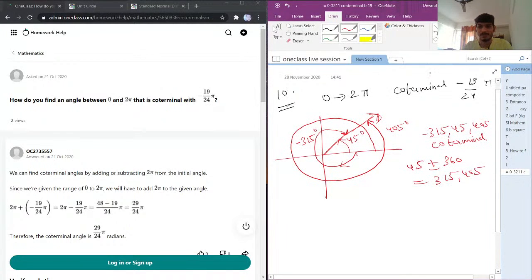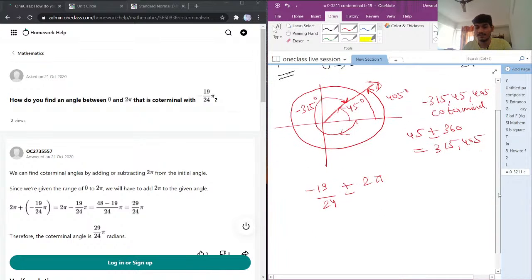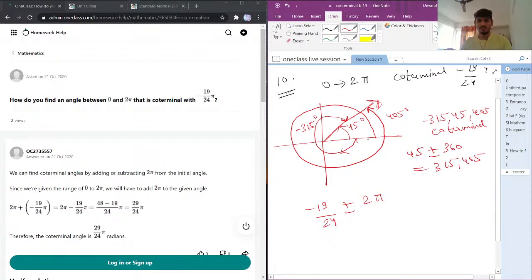Now in our question we have to find the coterminal angle of negative 19 over 24 pi, from 0 to 2 pi. For finding coterminal angles, we just add or subtract 2 pi. 0 to 2 pi is going in the anti-clockwise direction, so we will add 2 pi. If the question stated that you have to go from 2 pi to 0, it would be in the clockwise direction, and we would have taken negative 2 pi. But here, as we have to go from 0 to 2 pi, we will take positive 2 pi because we are going anti-clockwise.